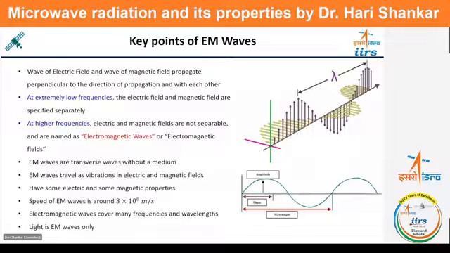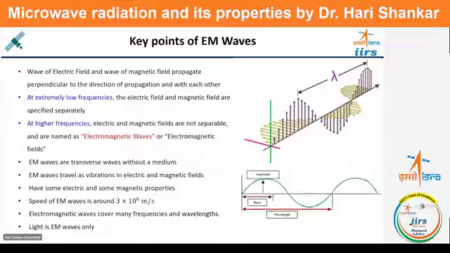Though the electromagnetic spectra consists of both electric and magnetic fields, if the frequency is very low, for example extremely low frequencies, the electric and magnetic fields are specified separately, meaning we can describe both separately. But at higher frequencies, electric and magnetic fields are not separable. Very high frequencies, like ultraviolet, X-rays, gamma rays, have very high frequencies, which means the electric and magnetic fields cannot be separated very easily.